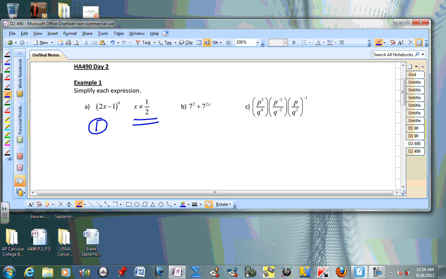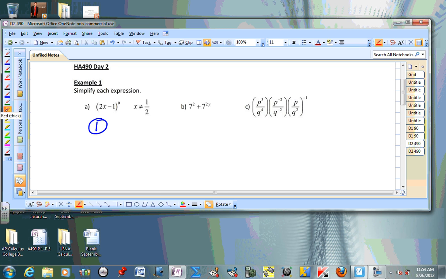They're saying that x is not equal to 1/2, because if x was 1/2, then our base, 2x minus 1, would simplify to be 0. And remember that 0 to the 0th power is indeterminate form. So we can say that anything to the 0th power is 1, as long as the base is not 0.